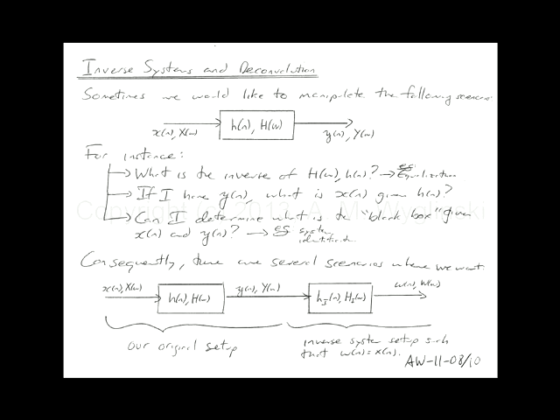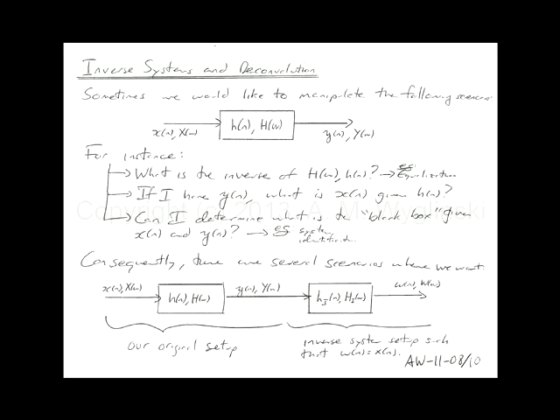Now, this is a little bit interesting because suppose you want to make an inverse system. Suppose you have x, you get y. Whoa, but I didn't want to get y, I want x still. So you want to undo things, right? So how do you create the inverse filter to H of omega?